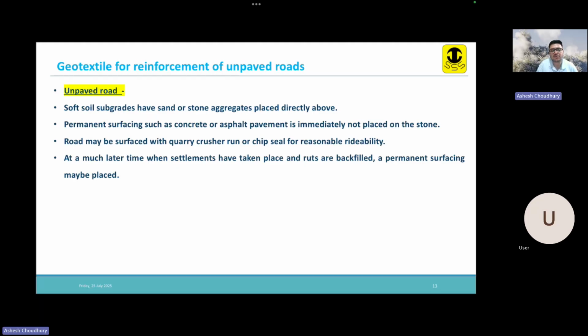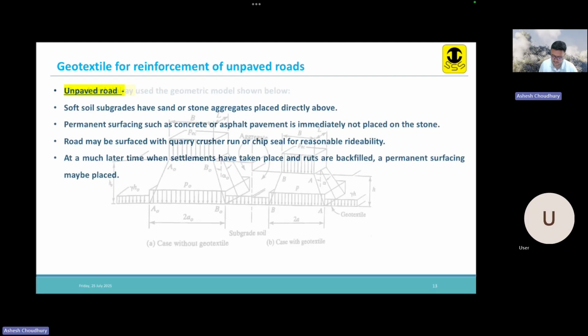At a much later time, when settlements have taken place and ruts are backfilled, a permanent surfacing may be placed. Okay, later, after it has been in use for a long time and the gaps are sealed and some settlement has taken place, we might put some permanent surfacing, let's say a concrete surface or asphalt or bitumen, whatever. So this is the basic definition of an unpaved road.